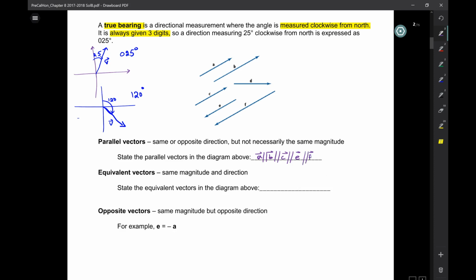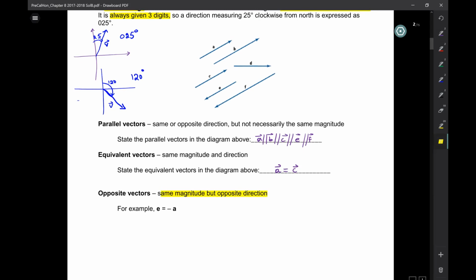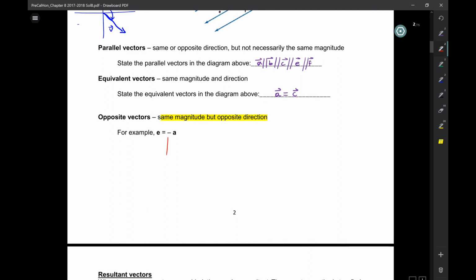Okay. Equivalent vectors have the same magnitude and the same direction. So, which would appear to be equivalent here? A and C. Okay. So we could say A is equal to C. Opposite vectors have the same magnitude but opposite direction. So vector E, we say, is the negative of vector A. Okay? All right, here's an important piece of information. Here, the negative is for direction. So if I have a vector A, and if I wanted to draw negative A, it would be the same exact size, but going in the opposite direction.